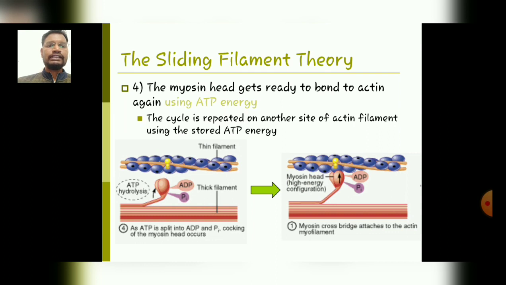In the third step, the cross bridges detach from the actin filament when ATP binds to myosin heads. In this, the ATP is degraded into ADP and Pi and free energy. And in the fourth step, the myosin heads get ready to bond to actin again using the ATP energy.